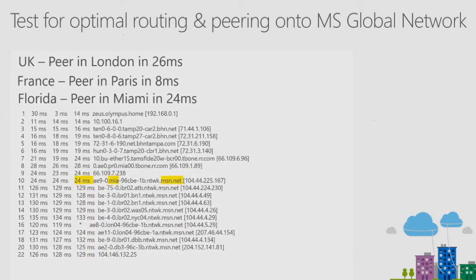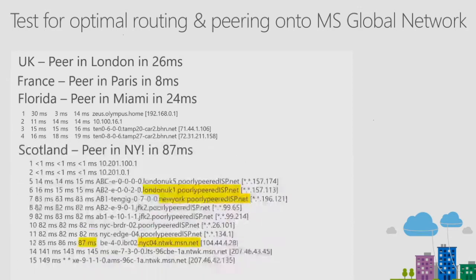Here's another example from Florida. So this was from a user's home in somewhere in Florida. I can't remember, Tampa by the looks of it. And then in hop 10, we're on Microsoft's network in Miami in 24 milliseconds. Again, excellent. That's what I want. On Microsoft's network as quickly as possible. And we take it the rest of the way from there.